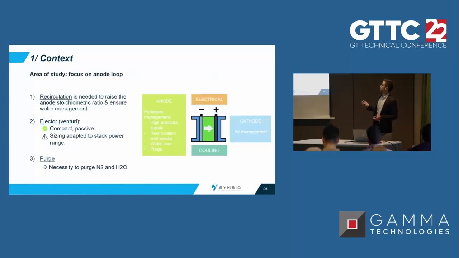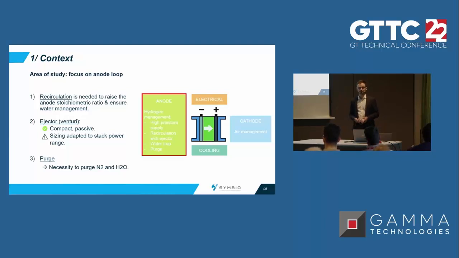So on the right, here's an overview of the fuel cell system. The stack needs air, needs hydrogen, needs some cooling, and it needs to be electrically controlled. Today, I'm only going to focus on the anode loop. Basically, it's composed first of a high-pressure supply, which is coming from the tanks. Then we have a recirculation. In our case, the recirculation is done with an ejector, but it could also be done with a pump. And finally, we have the water trap and the purge.